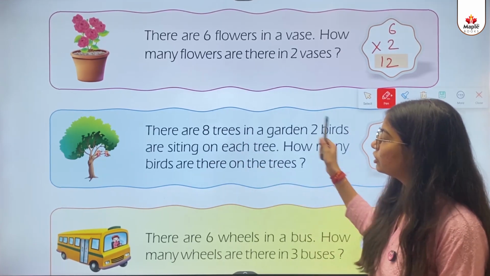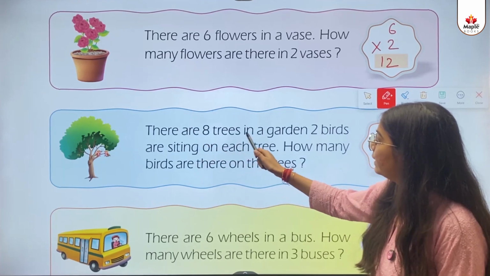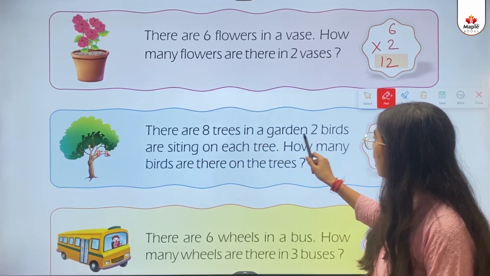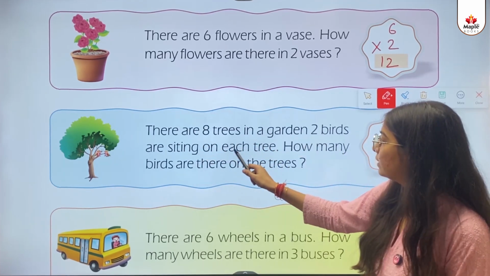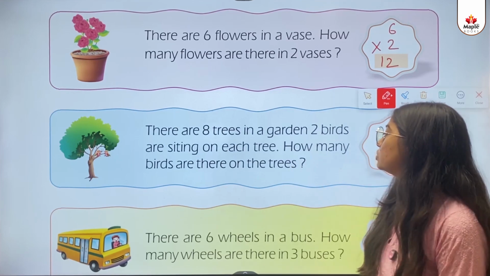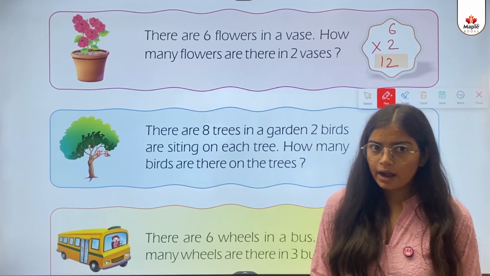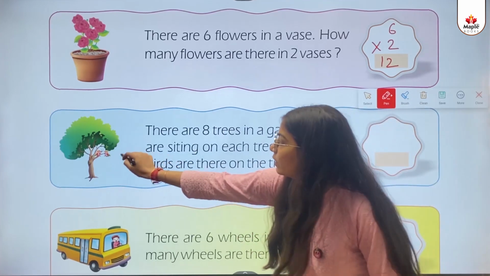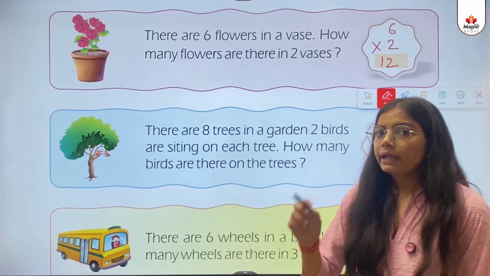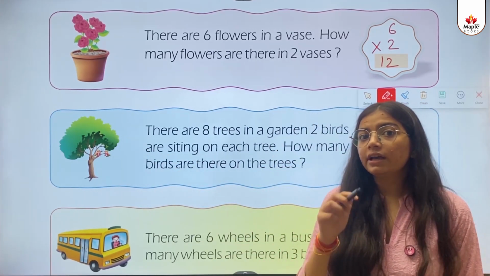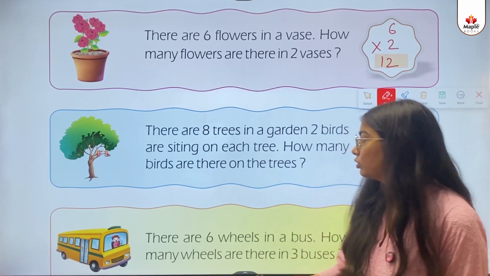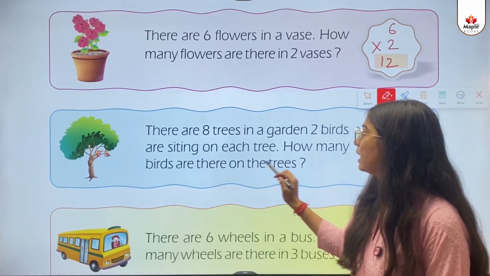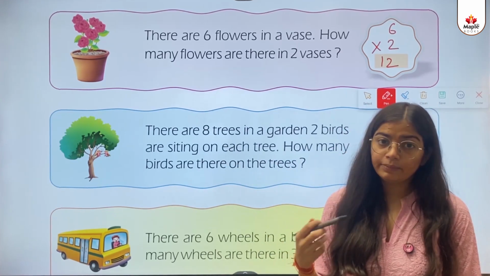So the answer is 12. Now the next question. There are 8 trees in a garden. 2 birds are sitting on each tree. So they are saying there are 8 trees in a garden and 2 birds, as you can see in the picture, in a tree. On 1 tree there are only 2 birds sitting. So they are asking how many birds are there on the trees. So how many birds are there?